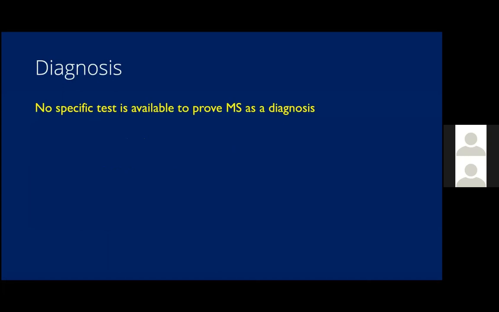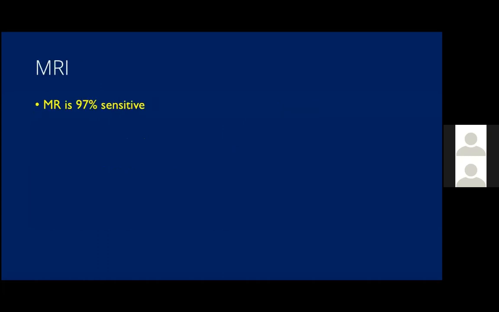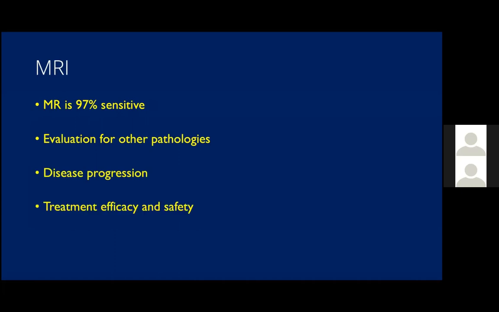Until now, we don't have any specific test available in the market to prove MS as a diagnosis. So that's why we use diagnostic criteria. And MRI is very helpful in making that diagnosis other than clinical evaluation. MRI is very sensitive, 97% sensitive to pick up those lesions in patients with symptoms. And MRI is also very helpful in evaluation for other pathologies that can look like MS on imaging. MRI is helpful in evaluation for disease progression, especially when the patient is on treatment.